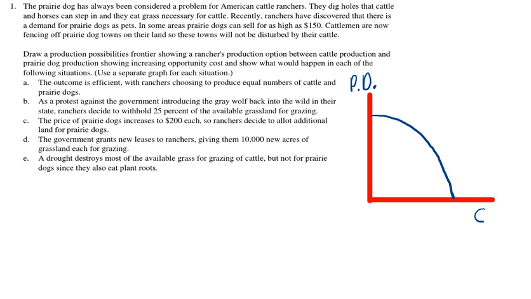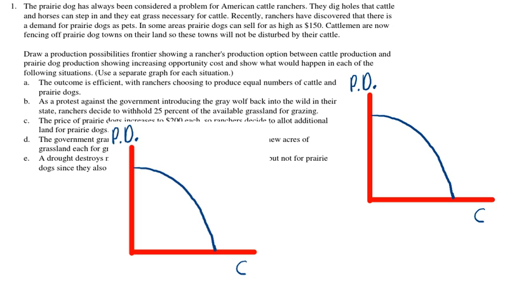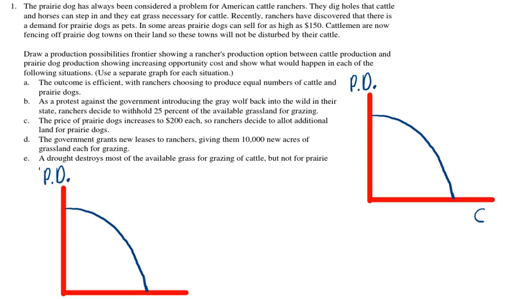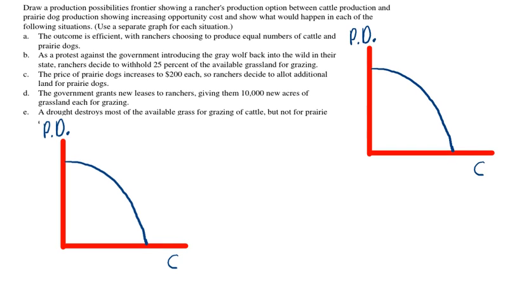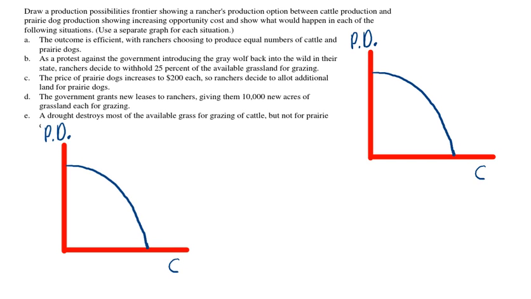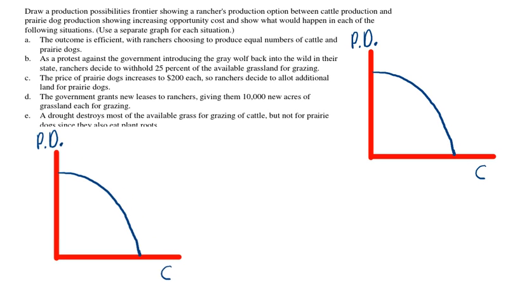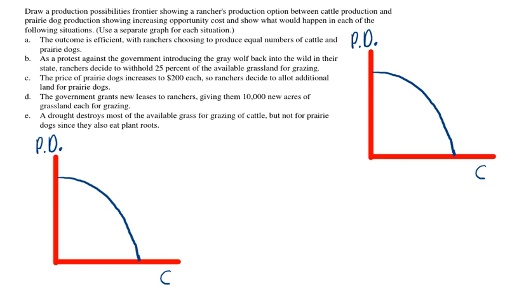All right, and I am going to take advantage of this. I'm going to copy this and paste it. So I'm going to move this down. I'm going to move the questions up, and let's get into this. All right, so question A. The outcome is efficient, with ranchers choosing to produce equal numbers of cattle and prairie dogs. So efficient means I have to be producing at a point on the curve.